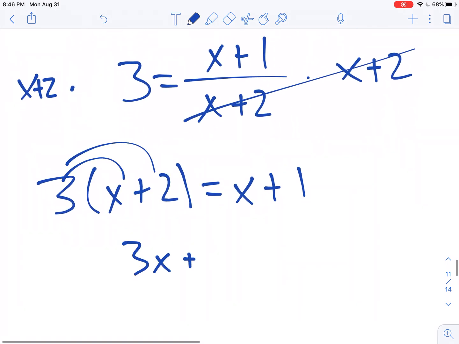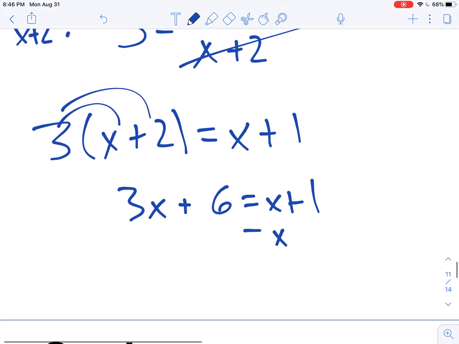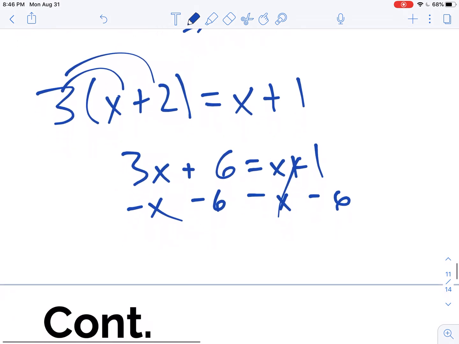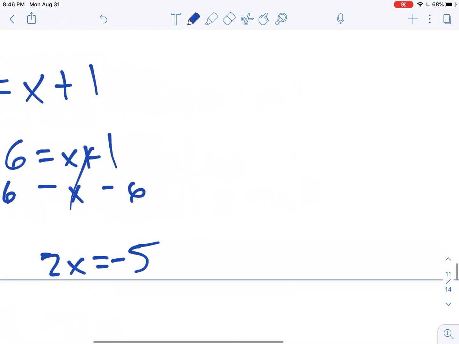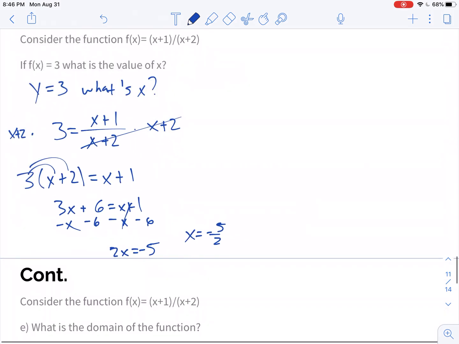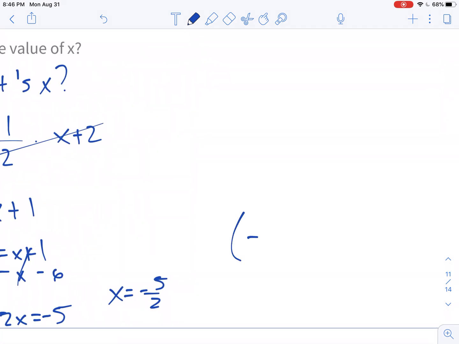3x plus 6 is equal to x plus 1. Subtract x, subtract 6 on both sides. Those cross out. 2x is equal to negative 5. And then x will be equal to negative 5 halves. So I've got a point, negative 5 halves, 3.